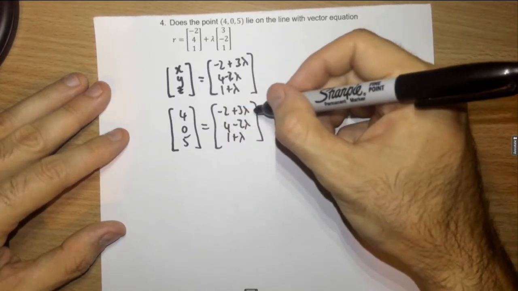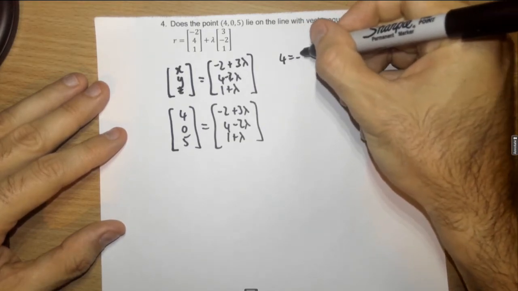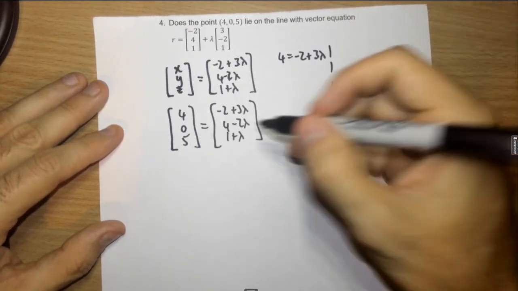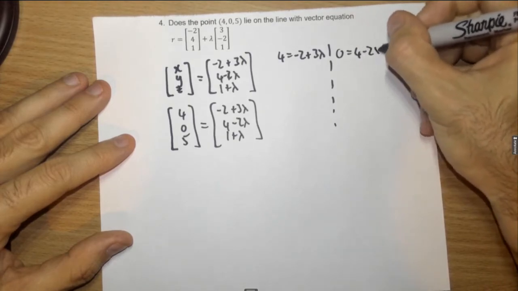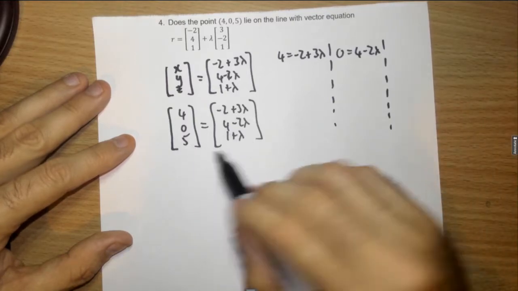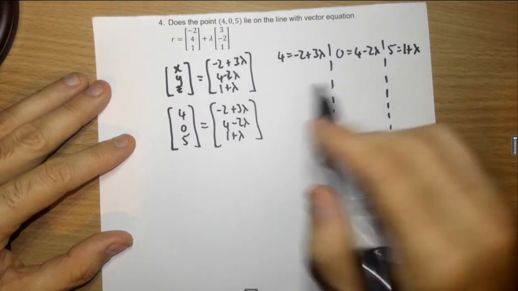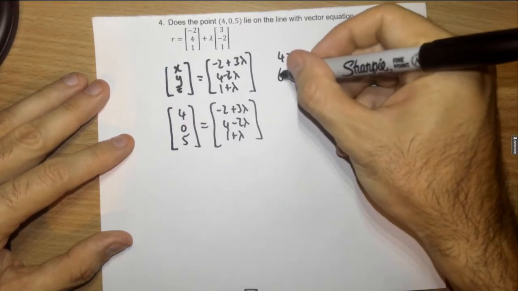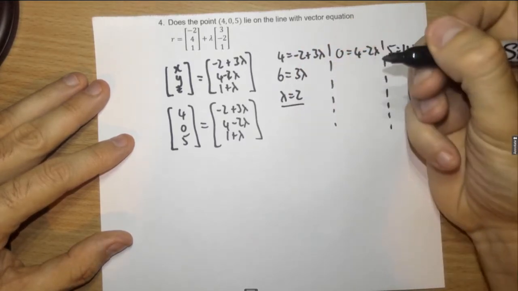Again, we can break this up into the 3 components. The x component is 4 equals -2 plus 3 lambda. The y component is 0 equals 4 take away 2 lambda. And the z component is 5 equals 1 plus lambda. When solving the x coordinates, we'll bring the 2 across. We'll have 6 equals 3 lambda, and lambda equals 2.